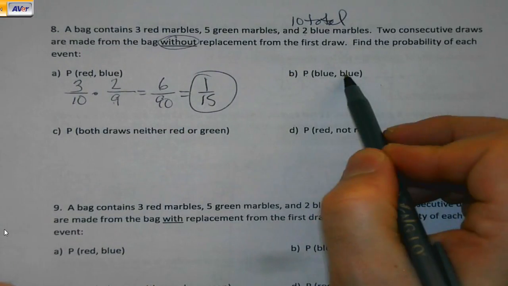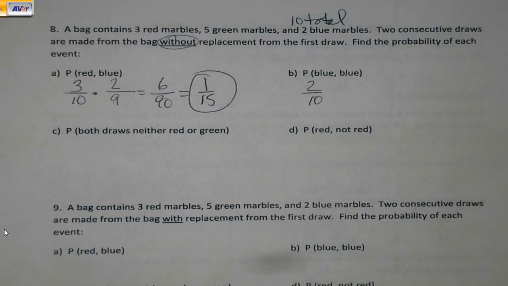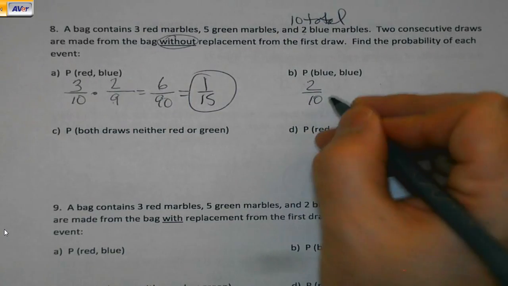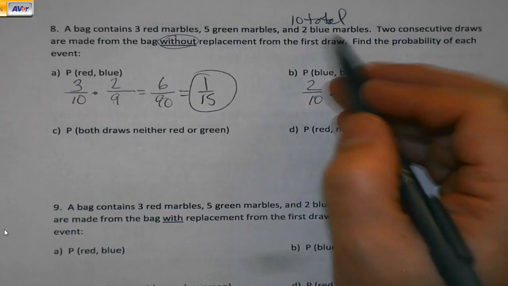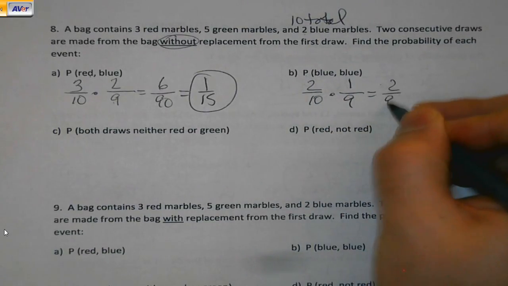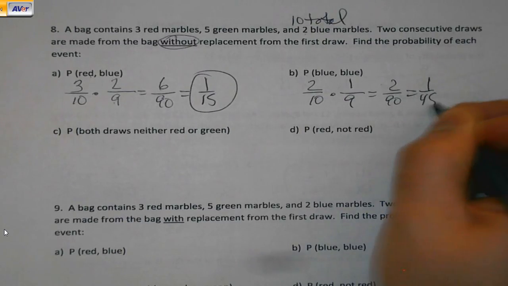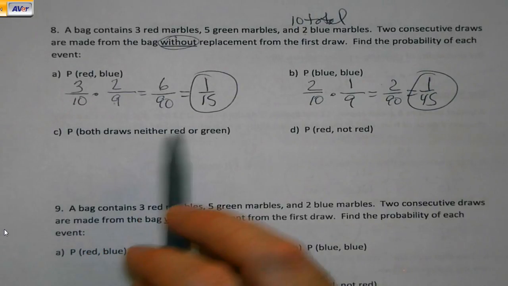Probability of blue, then blue. All right, there's 2 blue ones out of 10. I keep the blue one that I just drew out of the bag. So now there's only 9 marbles left. Ooh, and to make it even better, now I don't have 2 blue marbles because one's in my hand. I only have 1 now. Details, details, details.